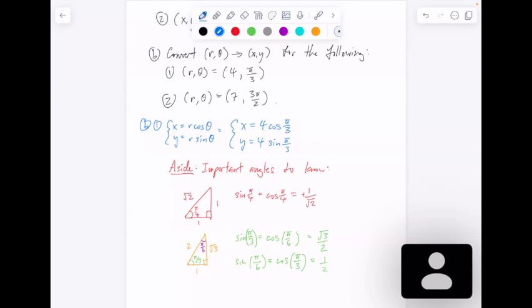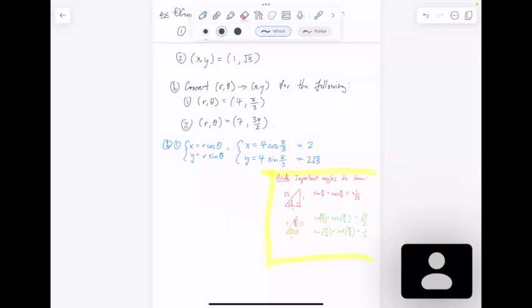So knowing these, you can plug in the above. cos(π/3) is going to be equal to a half, so x is 2. And then sin(π/3) is going to be √3/2, so y is going to be 2√3. So your first point, whose polar coordinates were given before as (4, π/3), is given to you in Cartesian coordinates, which are easier to imagine, as the point (2, 2√3). Any questions with how I got these?